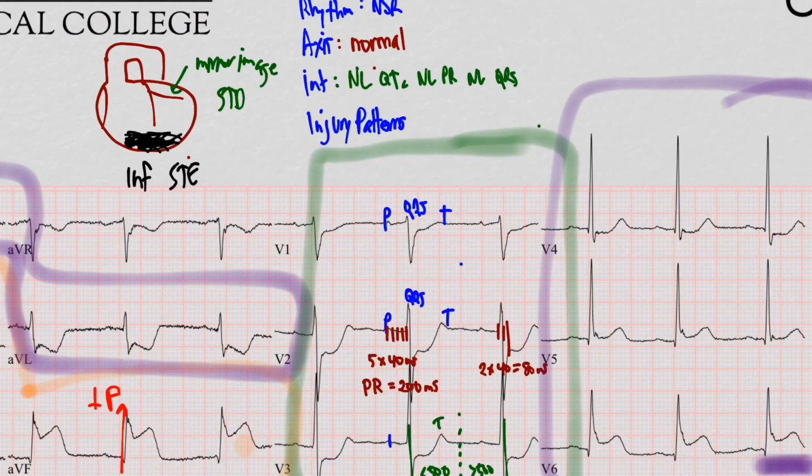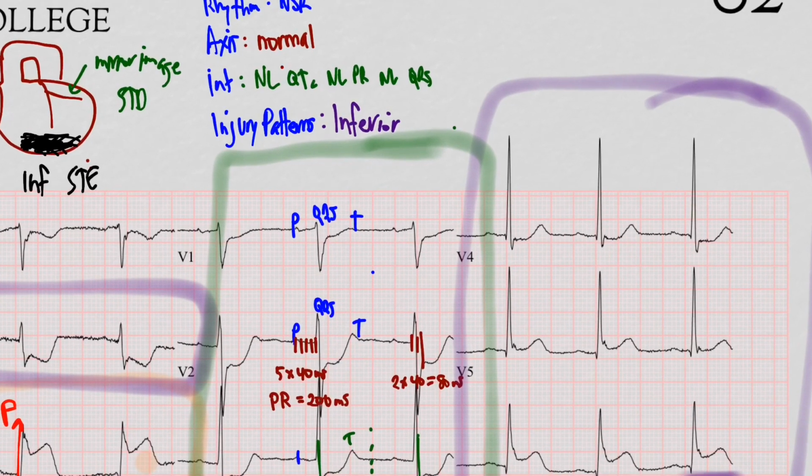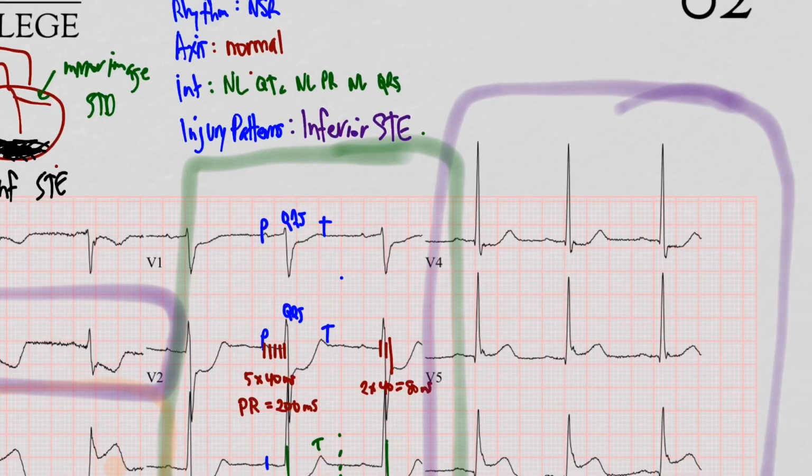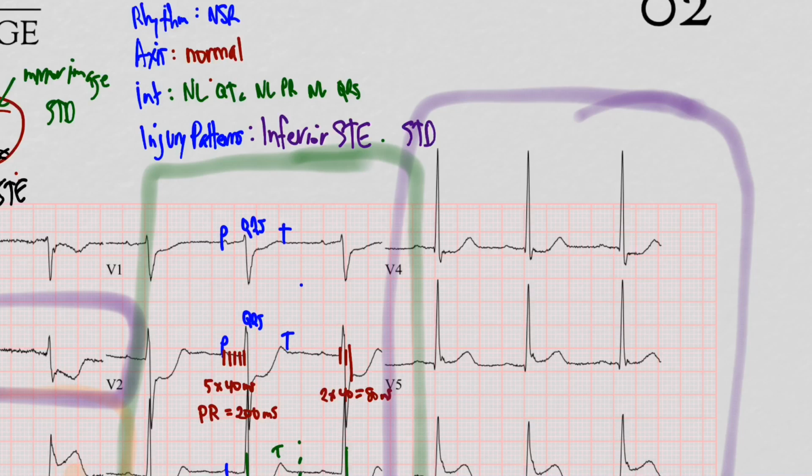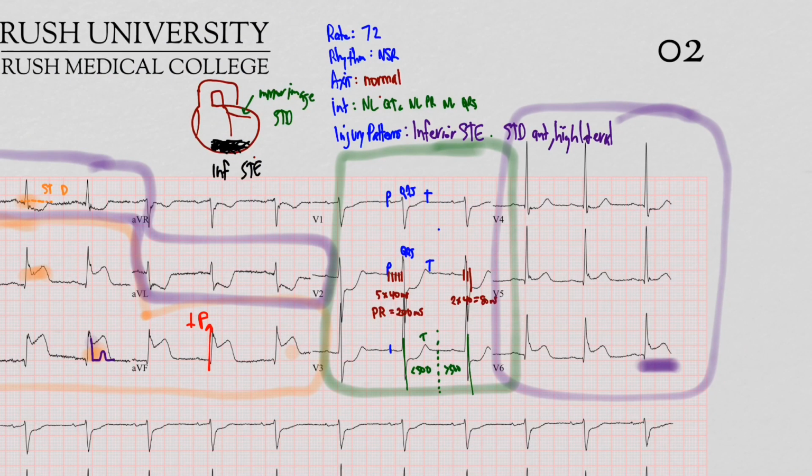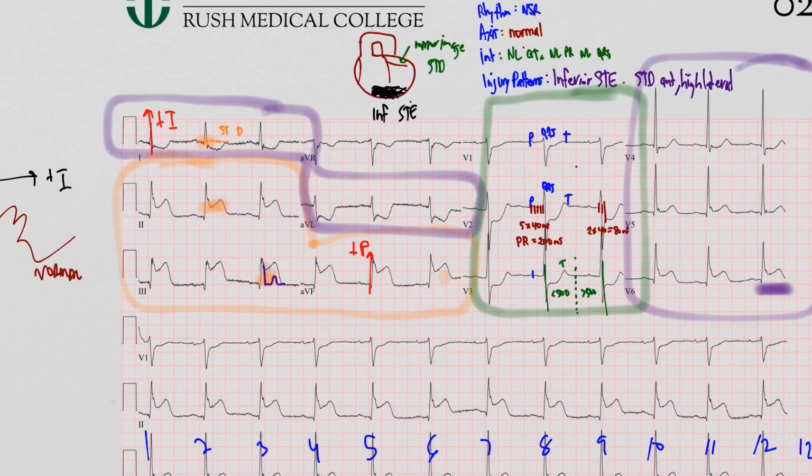So do we have injury patterns? Oh, absolutely, right? We don't say ST elevations in 2, 3, F. Let's be more descriptive. We have inferior ST elevations, right? And then we have ST depressions anteriorly, right? And high lateral. What is going on here? Well, you guessed it. This is an ST elevation MI, and where is it? It's in the inferior part of the heart.